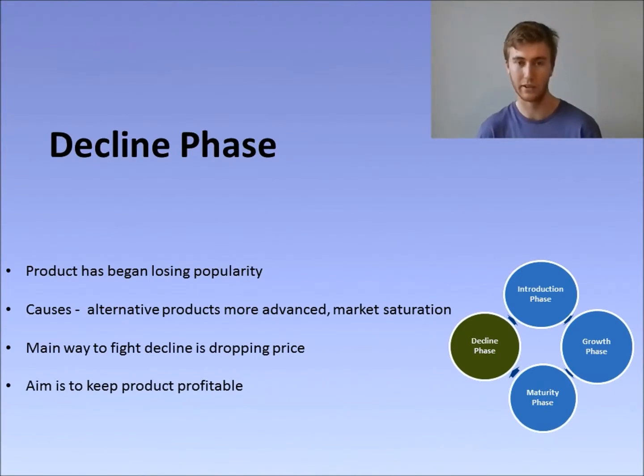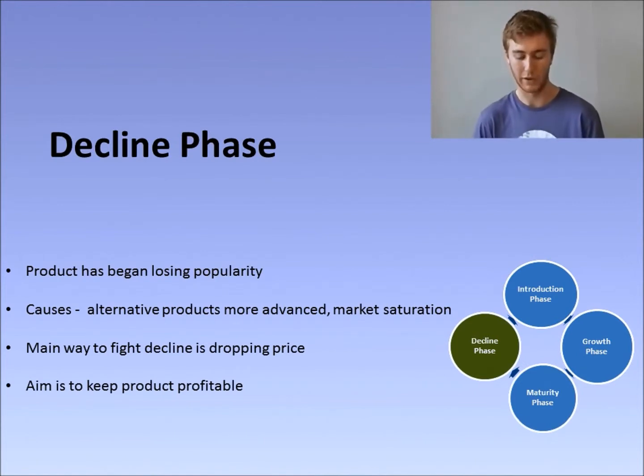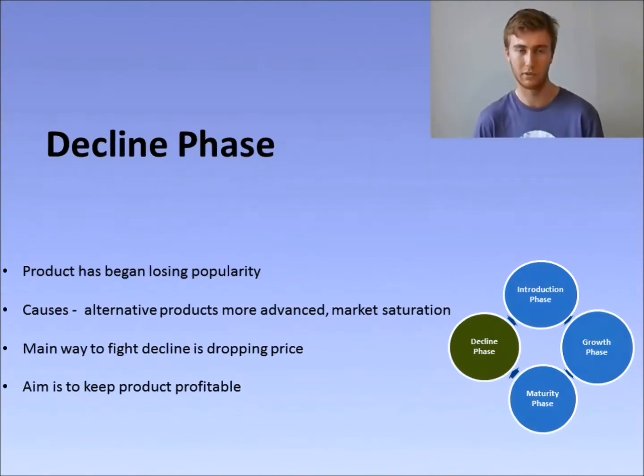In the decline phase, the product is losing popularity and will eventually become unprofitable or even obsolete. Alternative products being more technologically advanced could cause this, or it could be caused by saturation, which is where everybody that wants a product already has one. The main way to fight this is to drop the price of the product to make it more attractive to consumers.